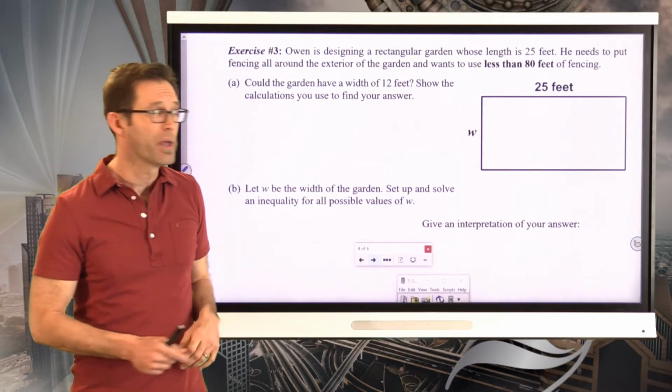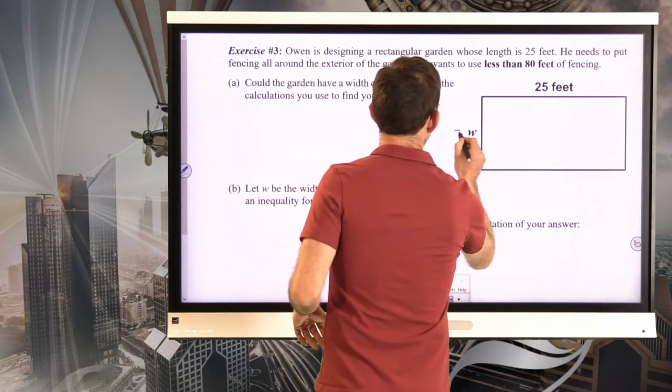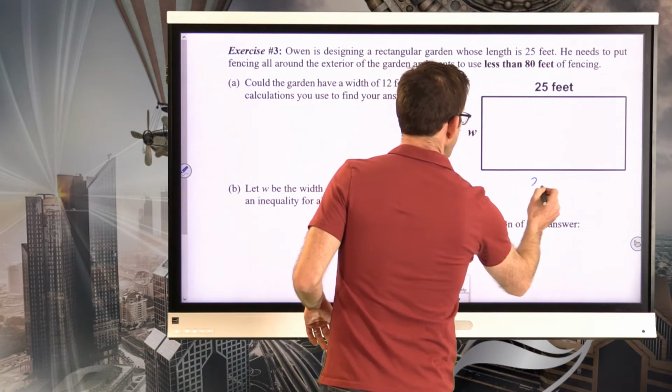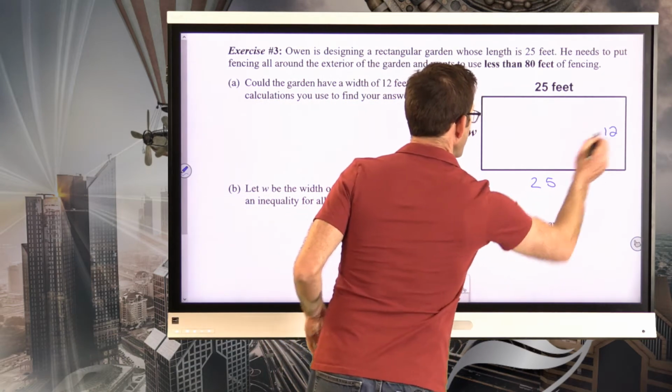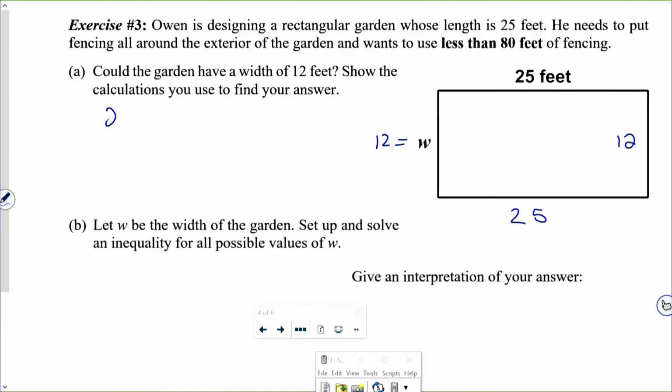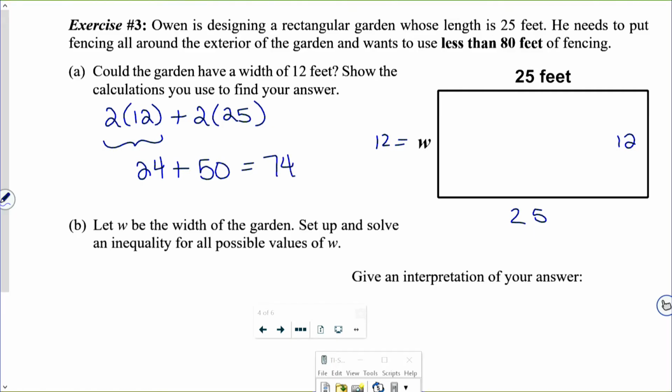That's pretty simple, right? If the width is 12, we'd have a 12 here, a 25 here, and another 12 here. So what would we have? We'd have 2 times 12 plus 2 times 25. 2 times 12 would be 24 feet. 2 times 25 would be 50. That would give us 74 feet.